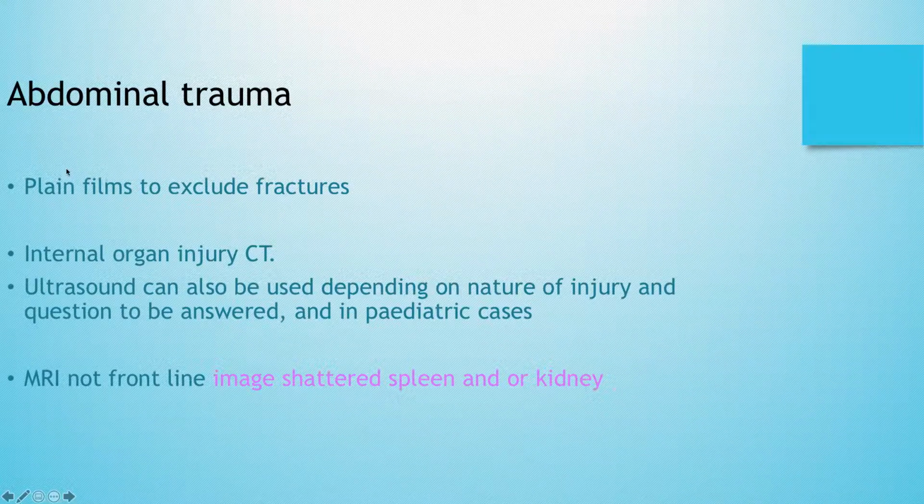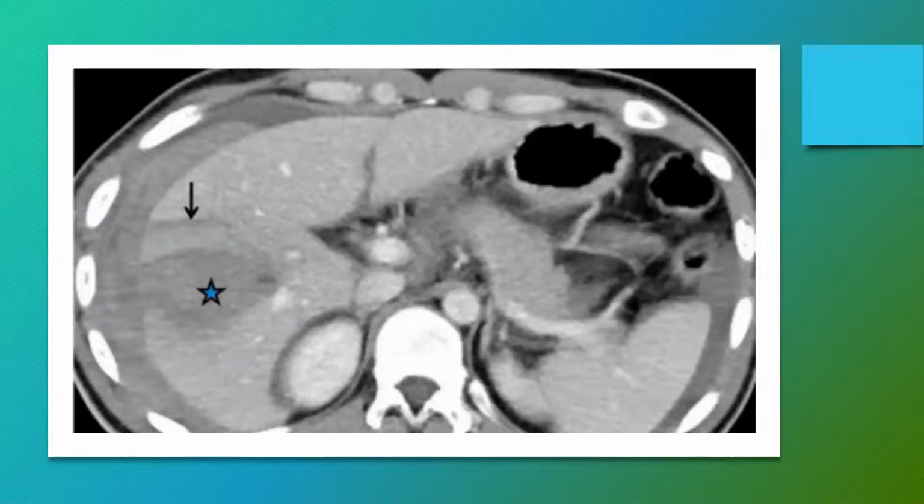Abdomen, big area. On films, you can see pelvic fractures and things like that, but usually you go for CT, looking for internal organ injury. You can also use ultrasound depending on the nature of the injury, or the question to be answered, or if it's a pediatric case. MRI is not frontline.